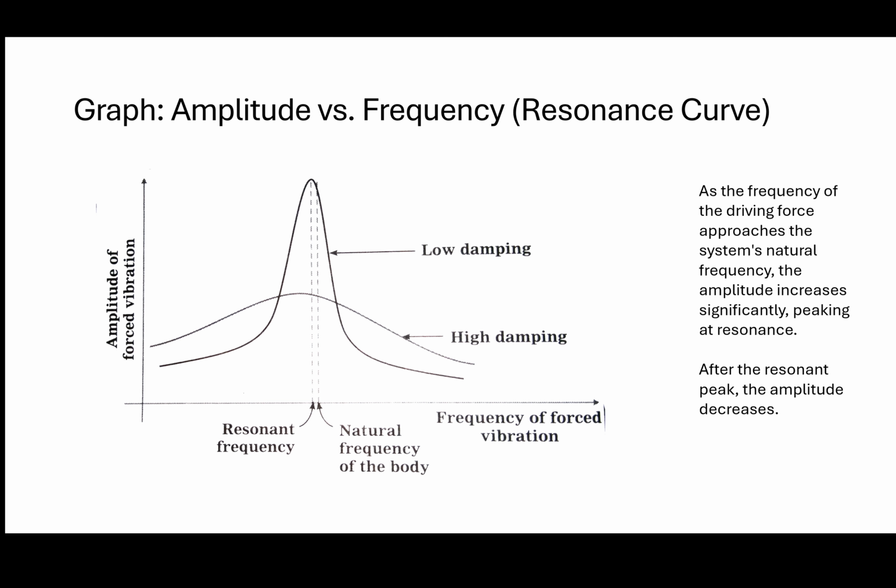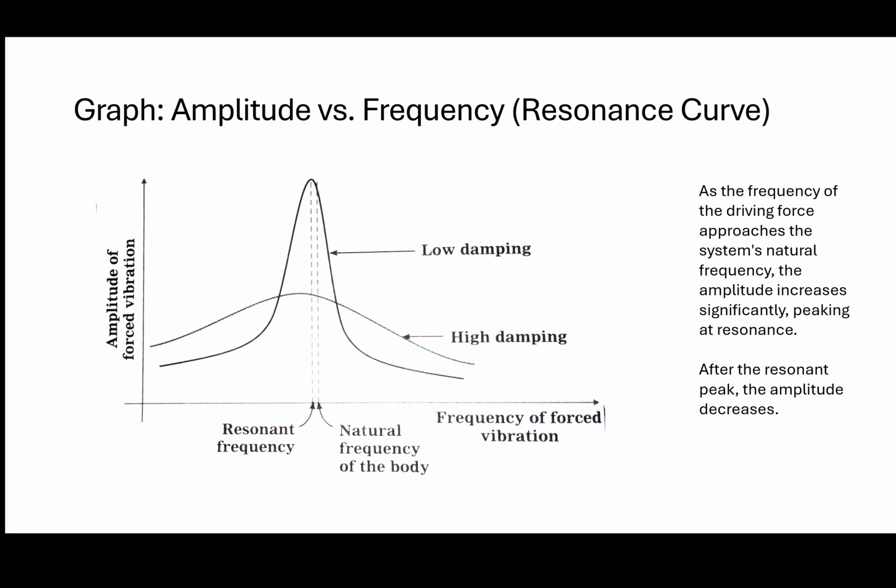So this is the amplitude versus frequency graph, what we call a resonance curve. The amplitude of forced vibration is on our y-axis, and on our x-axis is the frequency of the forced vibration. At two specific points, we're going to be able to recognize the resonance frequency and the natural frequency of the body. We're going to be describing damping as well: low damping versus high damping and critical damping. These are concepts that the syllabus calls for us to understand.